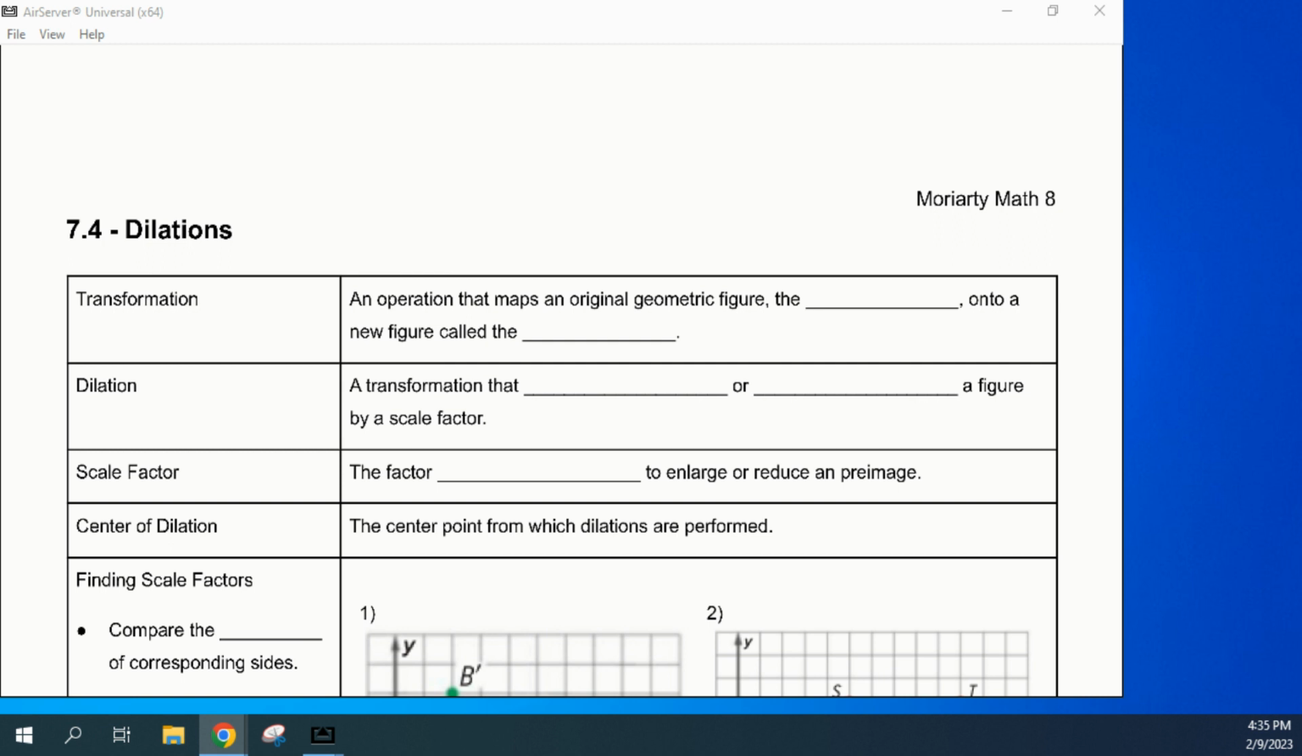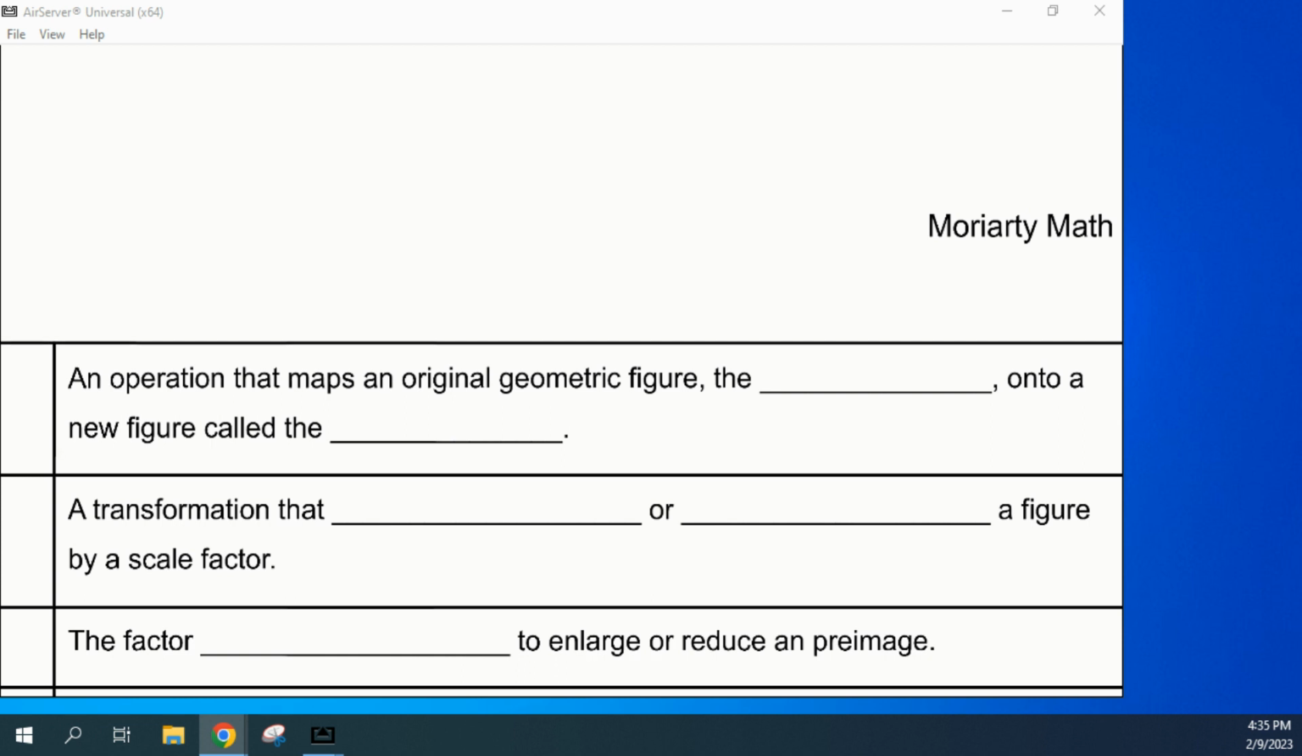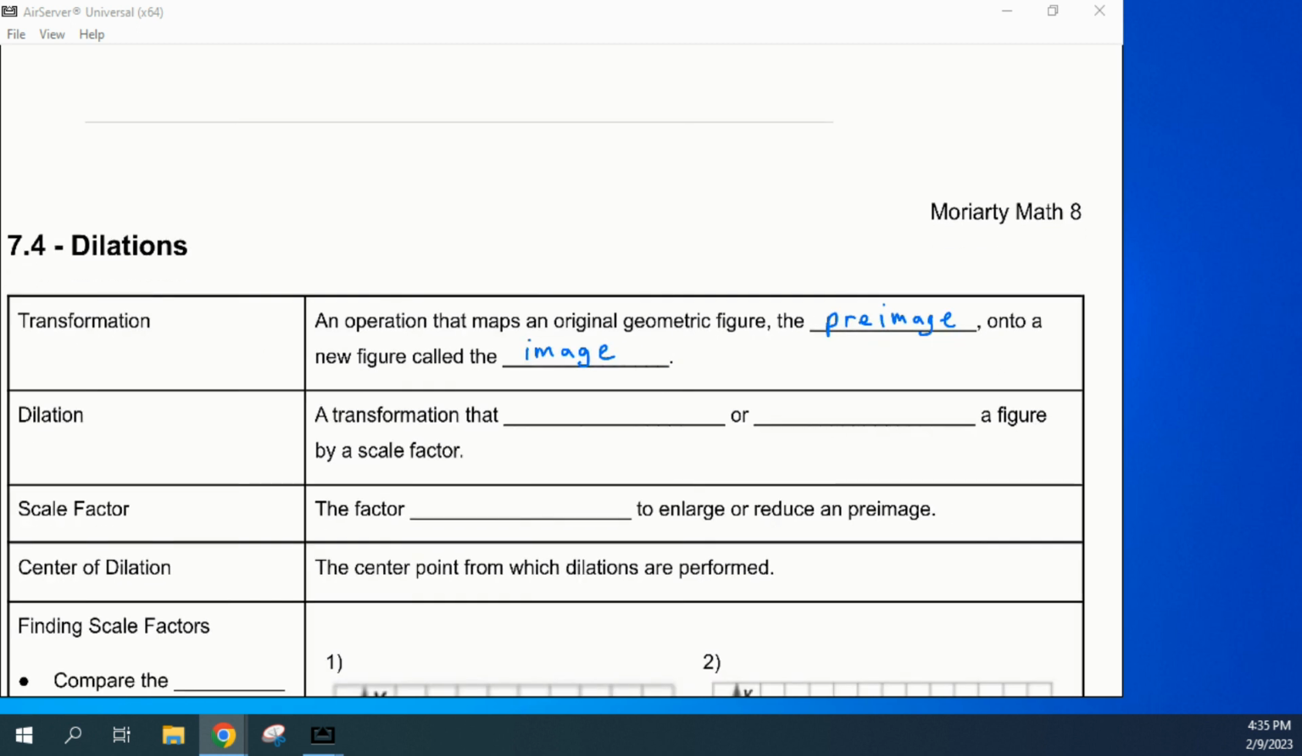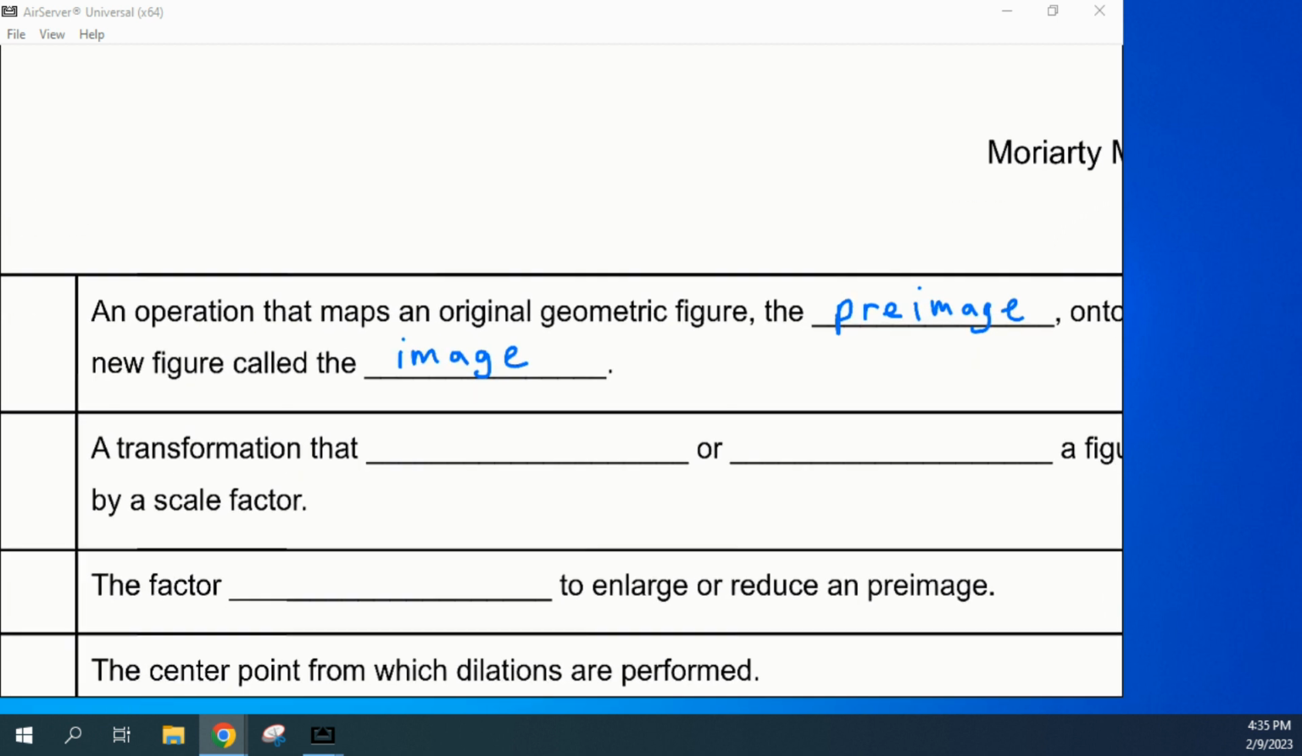of transformations. So a transformation, as it's been through the entire unit, is where we take the pre-image and we will transform it somehow to this new figure called the image. That hasn't changed. So a dilation, what we want to think about it as, is a transformation that either enlarges or reduces a figure by a scale factor. I'll talk about that in a second. Enlarges means to make bigger. Reduces means to make smaller.